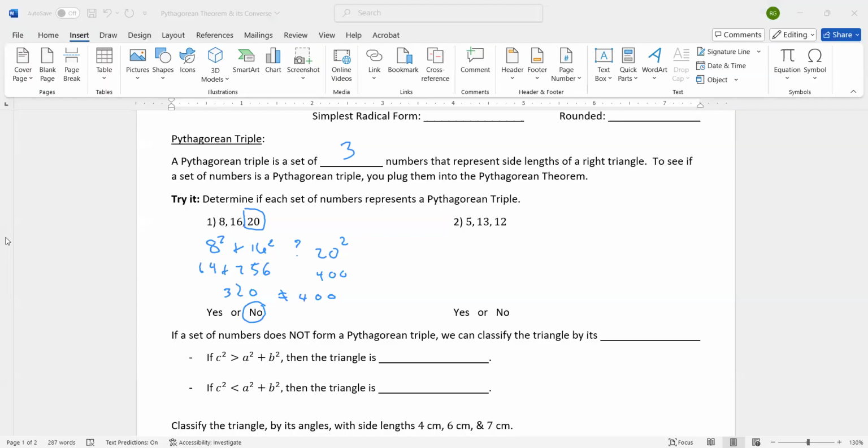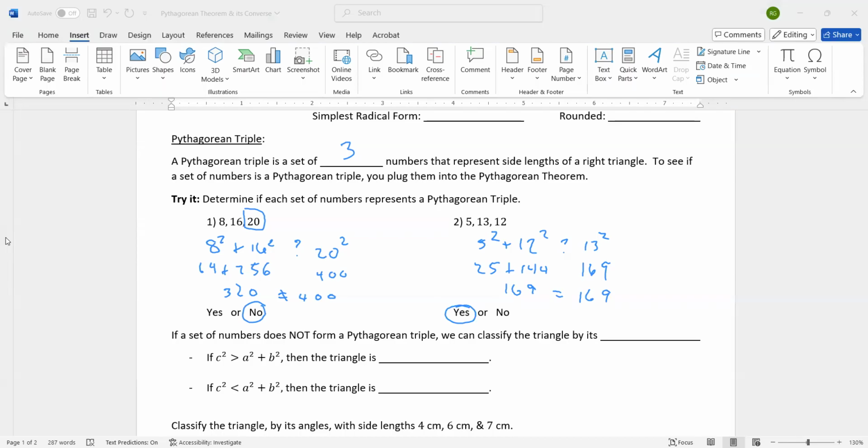Hopefully you answered that question right that popped up on the screen. But a lot of people will make the mistake of going 5 squared plus 13 squared and then 12 squared over here. Be careful of that. That's not right because you need the biggest side by itself. So 12's got to go here and 13's got to go here. So that's 25 plus 144, which is 169. 13 squared is also 169. So yes, these are equal, and yes, this is a Pythagorean triple.